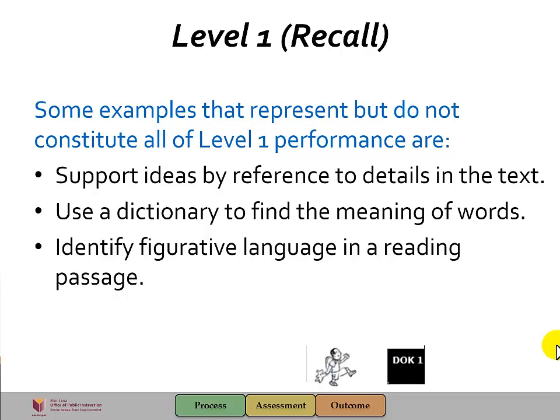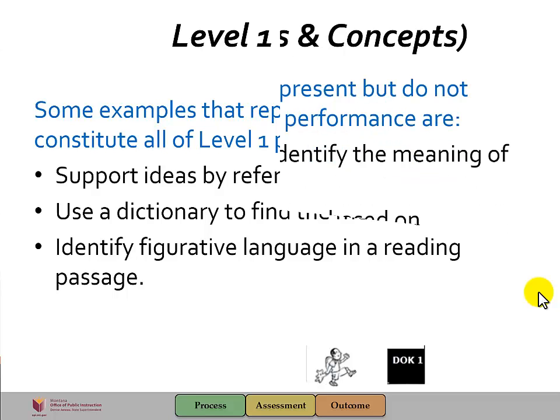Some examples that represent but do not constitute all of Level 1 performance are: support ideas by reference to details in the text, use a dictionary to find the meaning of words, identify figurative language in a reading passage. For writing, you would use punctuation marks correctly, identify standard English grammatical structures, and refer to resources for correction.